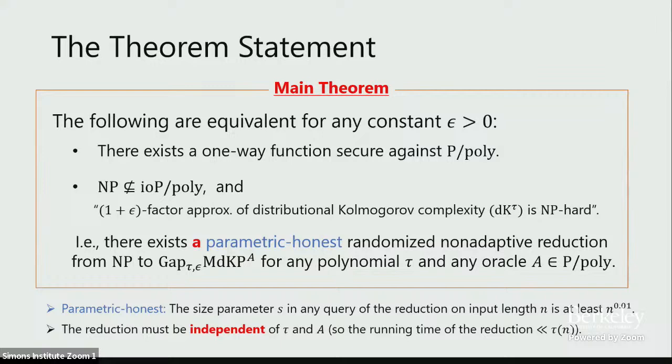Is there a plausible assumption under which this hardness result will work for every A, not just for a particular A? Is there a plausible assumption under which this gap MDKP is NP-hard for every A? Oh, I see. Because in practice, how do you use the fact that A is...? Good question. I'm not so sure. I guess the plausible assumption would be that there's a one-way function. But the assumption is not clear for every A as well.